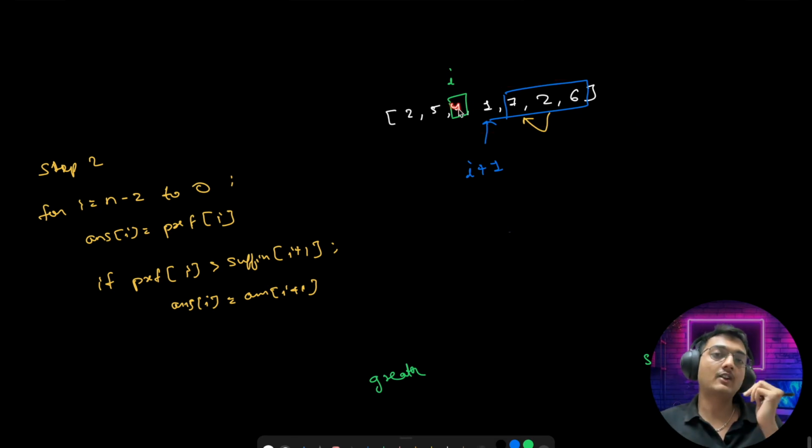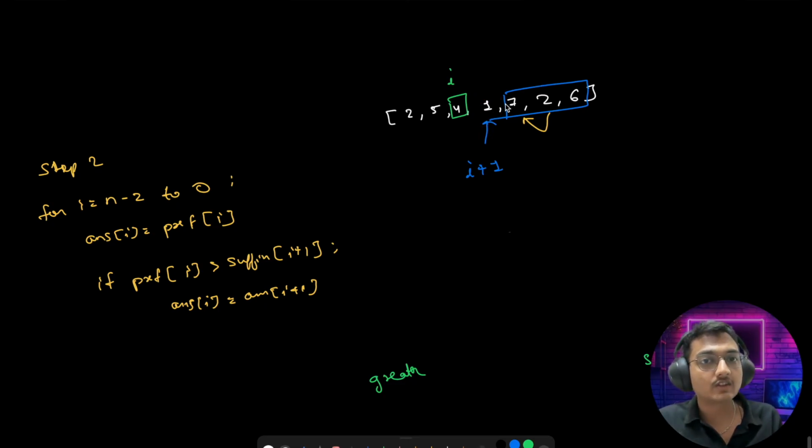Okay, so again, there are two possibilities. If there is more than one minimum number, that is not a problem. But let's say there is only one minimum number and that is present in this part. If that is present in this part, what will be my possible answer?